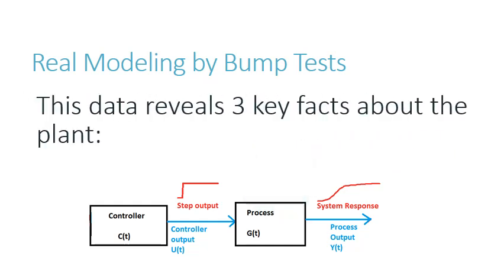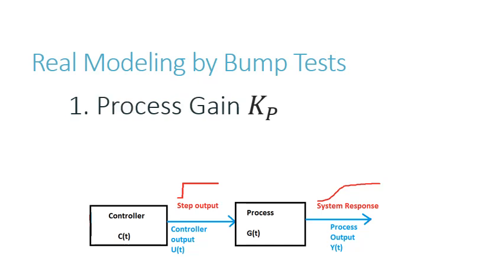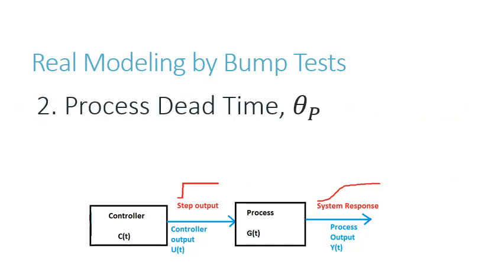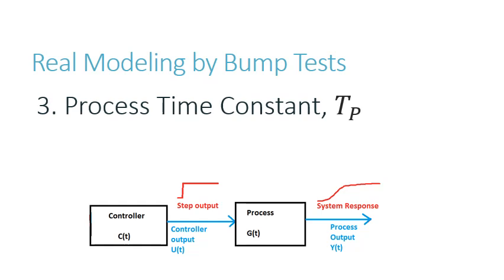Now, once you've recorded this and you're analyzing it, the data that you've got can reveal 3 key facts about your process here. The first is the process gain. The second is your process dead time. And the third is your process time constant. We're going to go into detail about what these things are and how they're obtained.